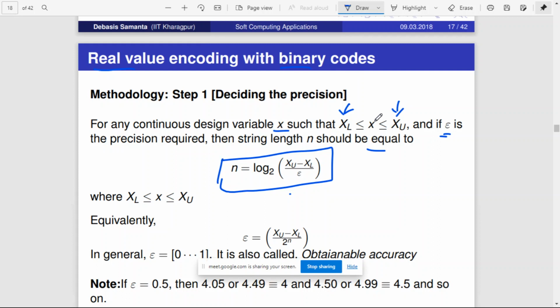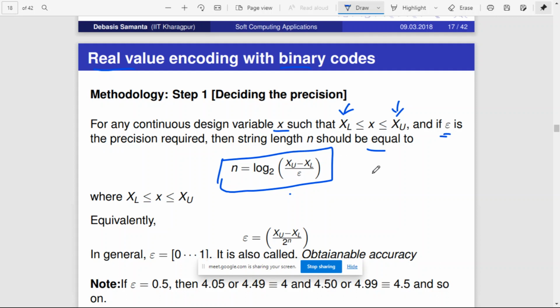Right? So if x is the real value, and this is the one we want to represent in binary value, then you should also know xl and xu. xl is the lower limit of x and xu is the upper limit of x. And epsilon is the precision required. How much accuracy is required, that is represented through epsilon.